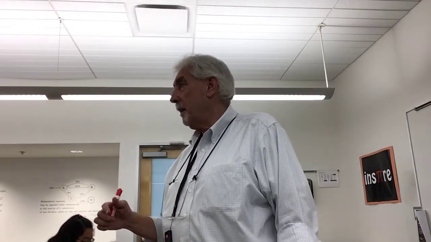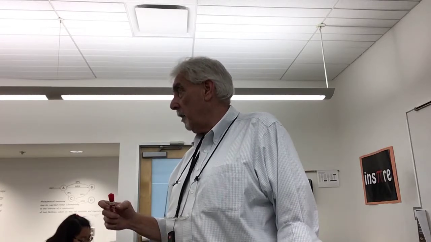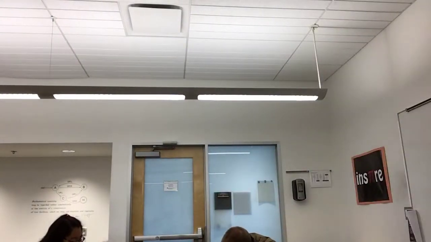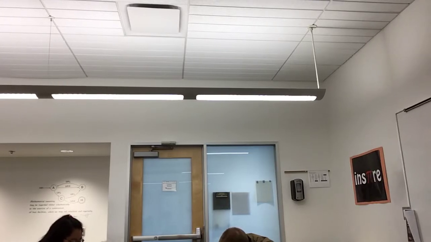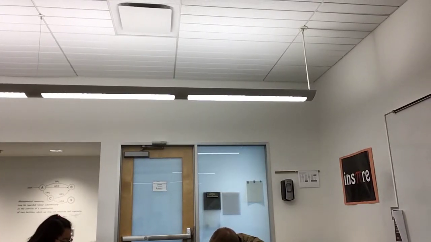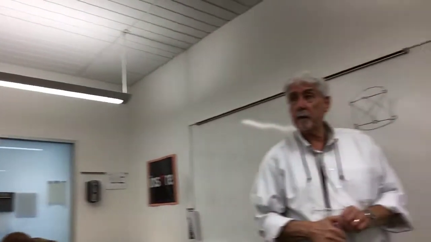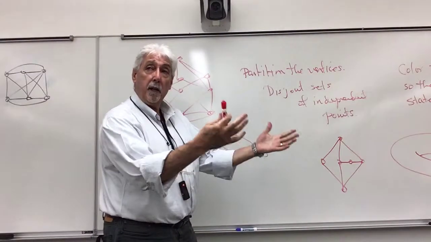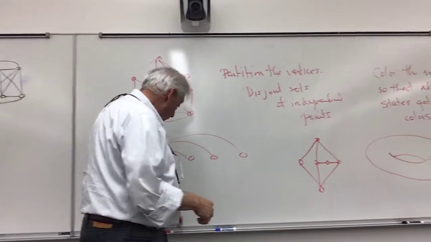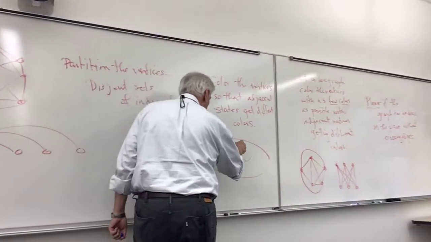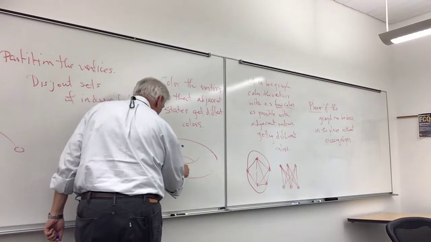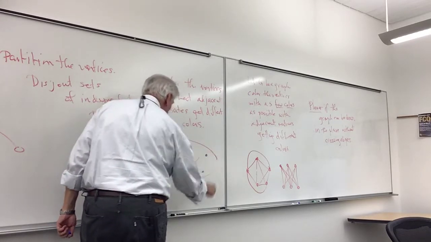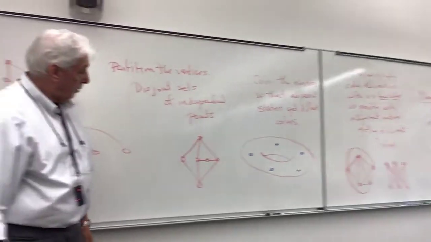Now let's suppose that we don't live on Earth. We live on donut. Okay, so planet donut. There's planet donut. And I'm going to draw things on planet donut. Like, can you draw K5? Can you draw K5 on planet donut?